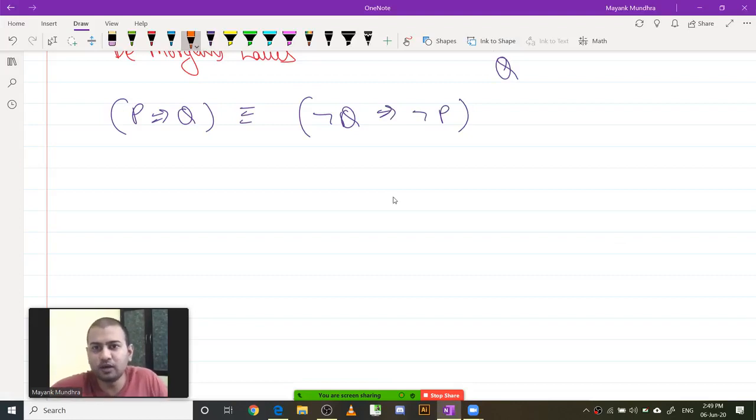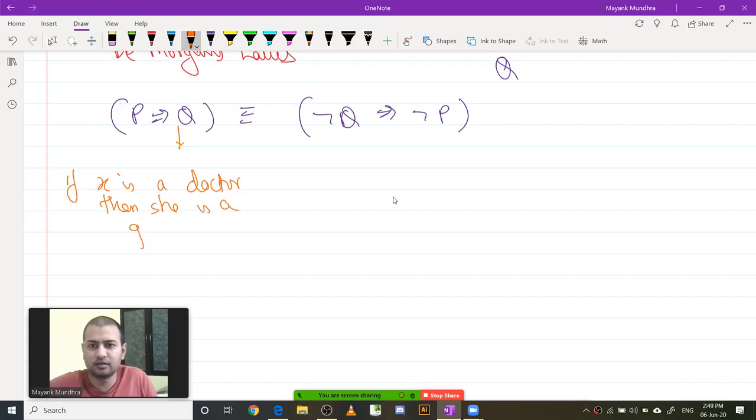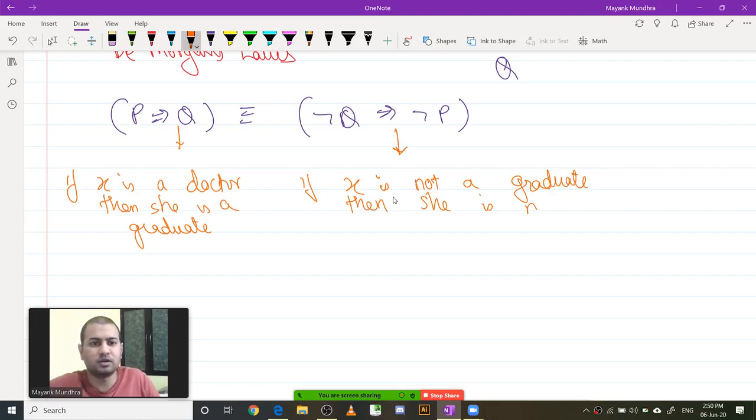So let's go back to our earlier example when we had doctor and graduate. So P implies Q means that if X is a doctor, then he or she is a graduate. All right. What this implies is if X is not a graduate, then he or she is not a doctor. So both the things are logically equivalent, right?